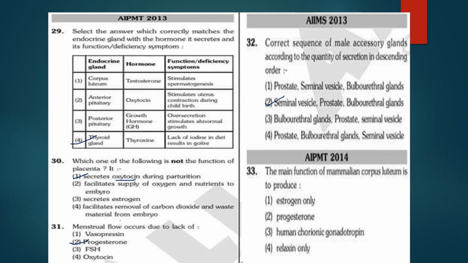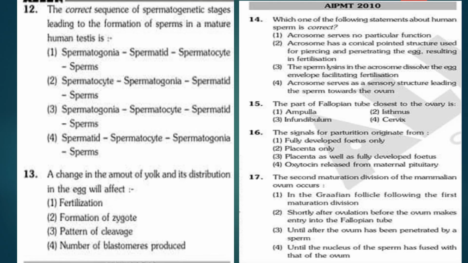33. The main function of mammalian corpus luteum is to produce the hormone progesterone. Now, you have to identify the correct sequence here. The spermatogenic stages in the formation of sperms: firstly, it is the spermatogonial cells which develop into primary spermatocyte, into secondary spermatocyte, into spermatid and sperms. So the correct one is spermatogonia, spermatocyte, spermatid and the sperms.